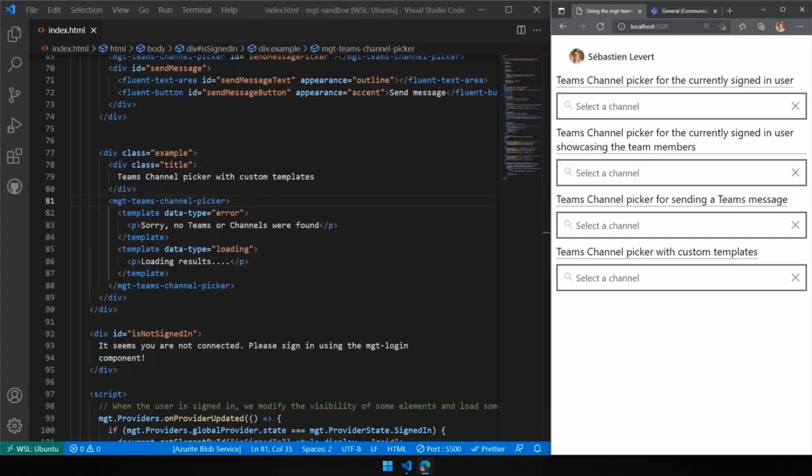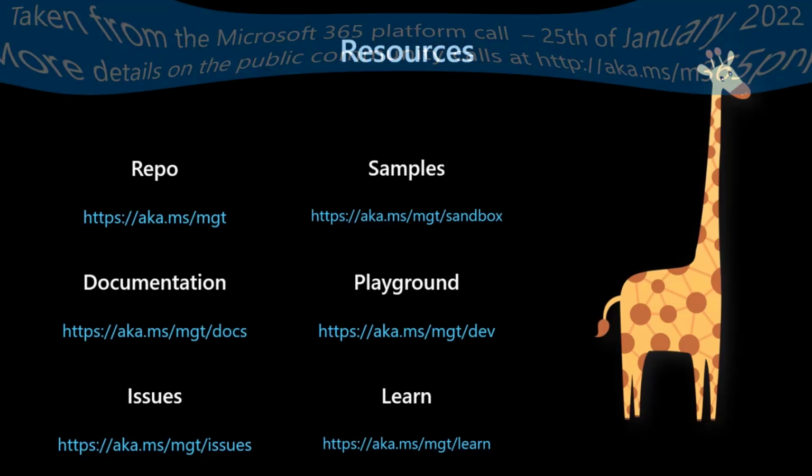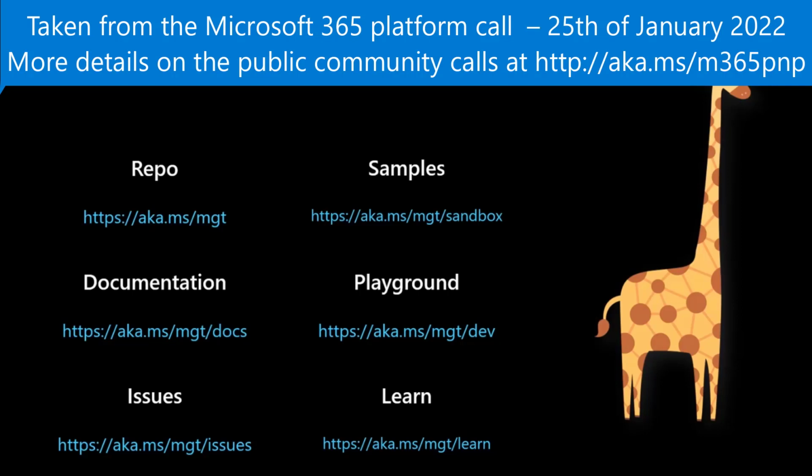So let me go back very quickly to slides to sum it up. We went through a demo, a couple of resources. Feel free to come into our repo, aka.ms/mgt, our docs, our issues. The samples that I'm using for this series of calls are available in aka.ms/mgt/sandbox. You can play around with our Graph Toolkit playground without even having to install or develop anything. And aka.ms/mgt/dev. And if you want to learn and see all the different learn modules that we have to become an MGT expert, you can go and learn over there.